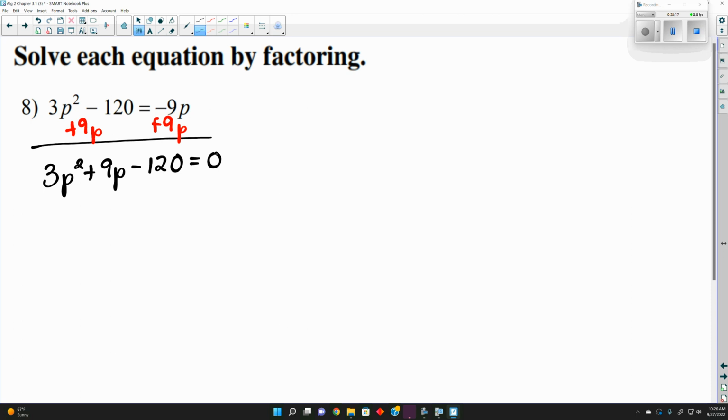Because at this point here, we can factor out a greatest common factor, because we do have it equal to 0. And what goes into all three terms? 3. And if we factor 3 out of 3p squared, we're left with p squared. If we factor 3 out of 9p, we're left with 3p. And if we factor 3 out of 120, we're left with 40.